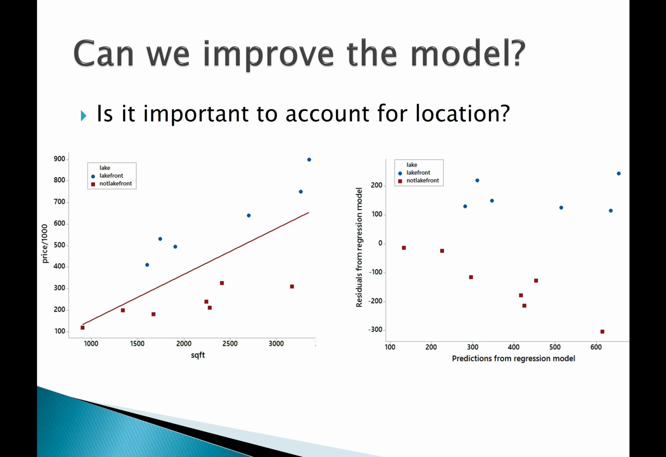Okay, so let's think about whether it's important to account for location in this house prices example. The graph on the left is the relationship between square footage and price, and it looks pretty nice, fairly linear. But if we color the points by lakefront and not lakefront, we can see that there's a pattern, right? And this is even more clear if we look at the residual plot on the right: the lakefront houses tend to have positive residuals, which means their prices were underestimated. And the not lakefront houses tend to have negative residuals, so those houses were overestimated. So it seems like it is important to account for location in this data.